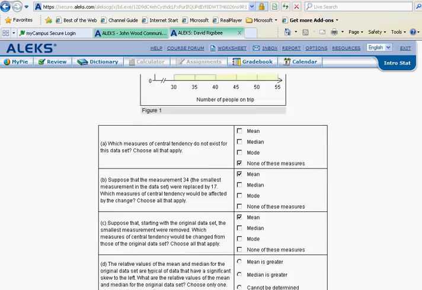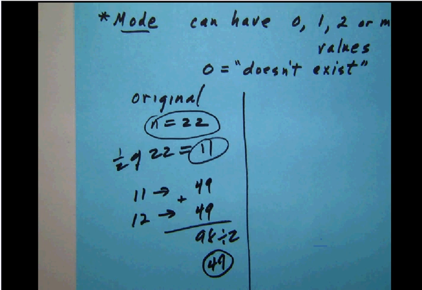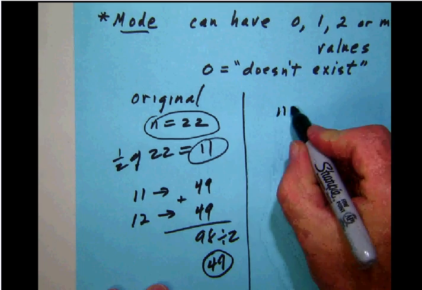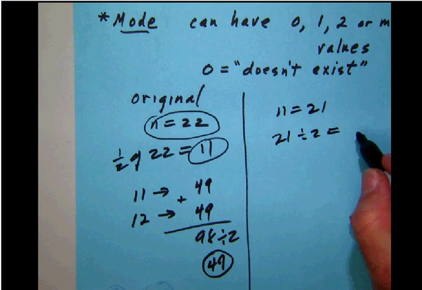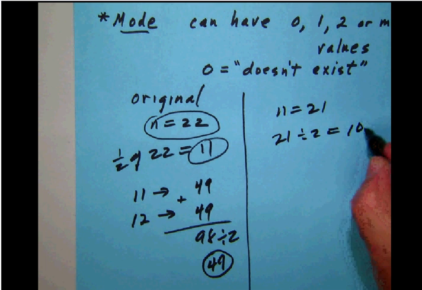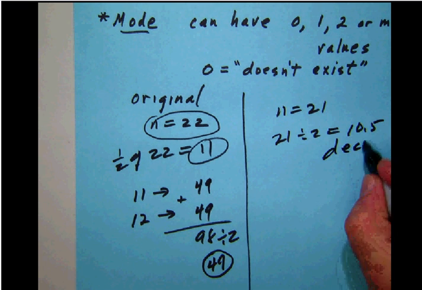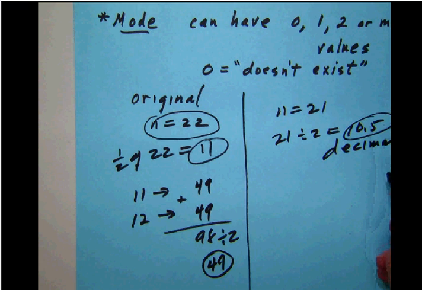So we're going to have an n of 21. So we're going to have 21 divided by 2. 21 divided by 2 is going to be 10.5, which is a decimal. Now, of course, if you arrive at a decimal, you're going to round up to the 11th one. You're going to begin counting.